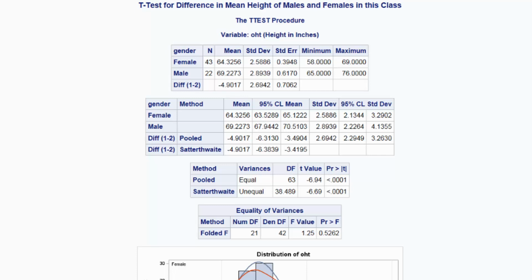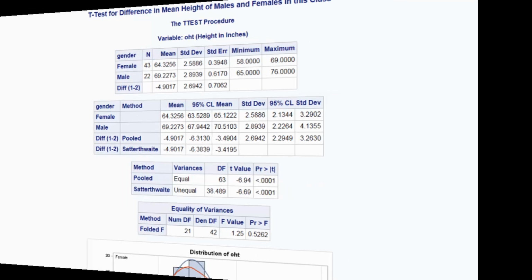Okay, now that we've verified our assumptions and identified which p-value to use, we can interpret our results. The probability of getting a t-value this or more extreme if the null hypothesis, that the difference between the sample means is 0, is true, is less than 0.0001. Therefore, we reject the null hypothesis and conclude that the population means are not equal. And again, in practical terms, we conclude that the two population means are different.